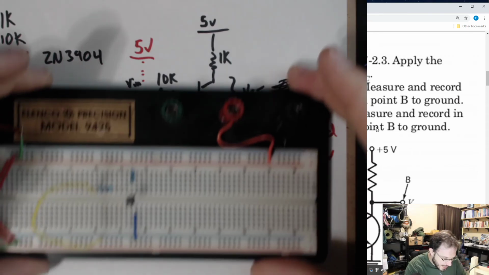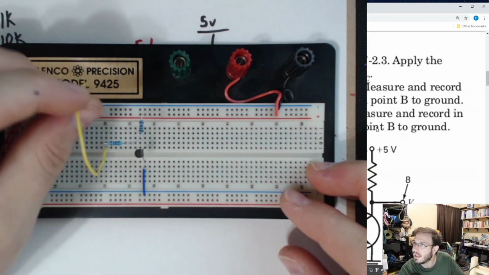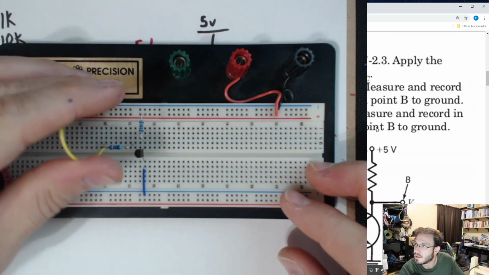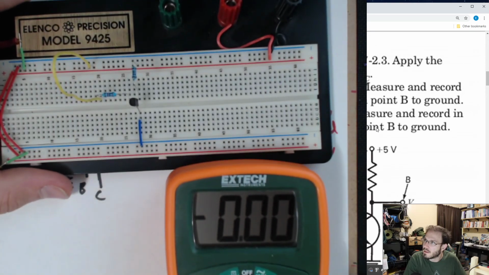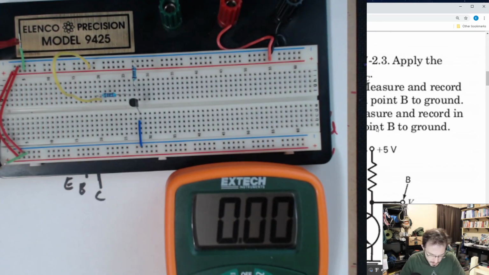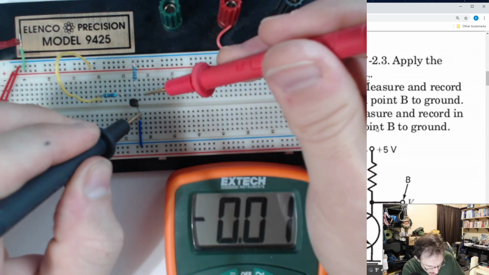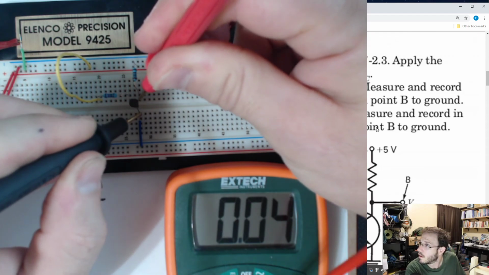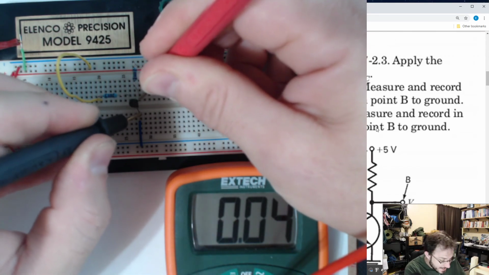So let's go ahead now and take our input and tie this to 5 volts, and let's measure what we get between the emitter and the collector. 0.04 volts. That's fantastic.